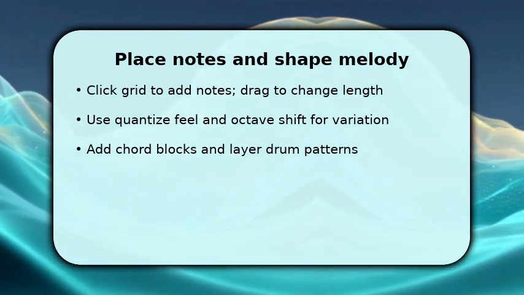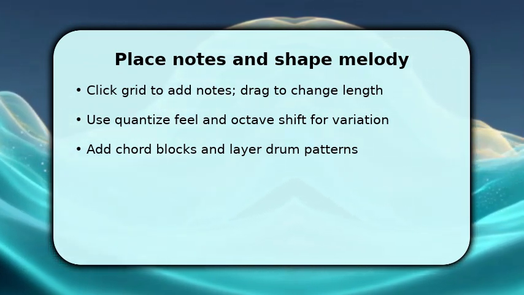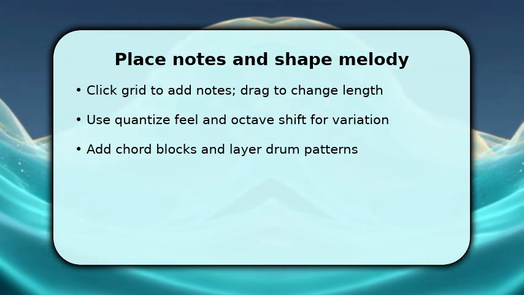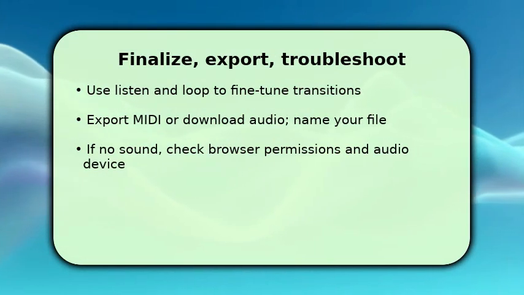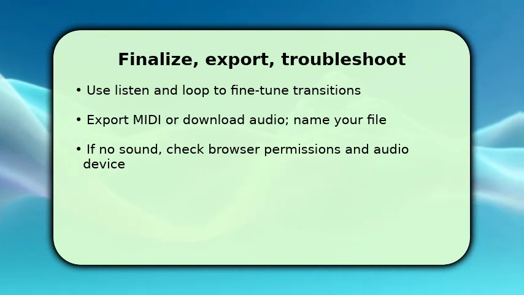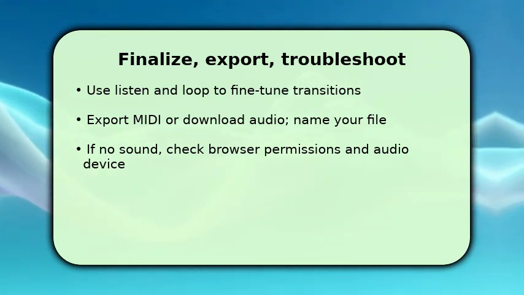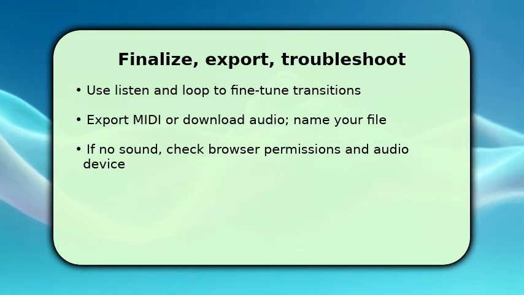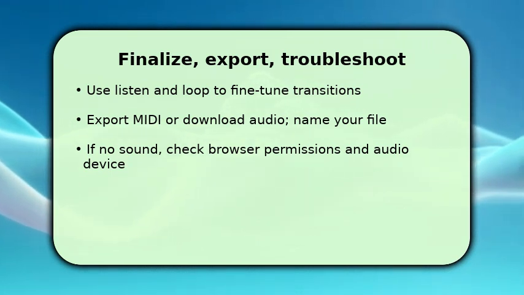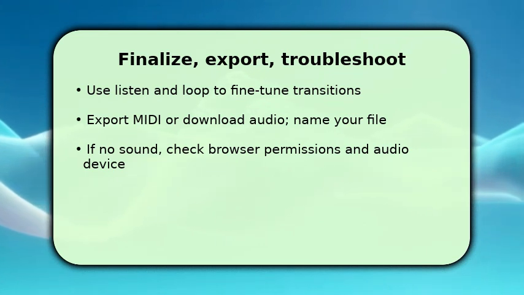These middle steps are where small adjustments transform a sketch into a coherent track. Finish by playing the whole piece, looping sections and smoothing transitions so the track feels intentional. Once satisfied, export as MIDI or download an audio file and give it a clear name. Make sure to save iterations so you can revert changes if needed.